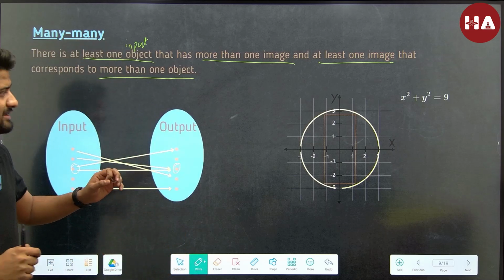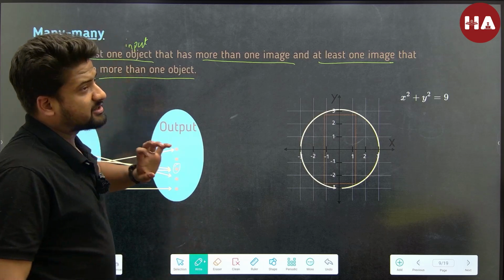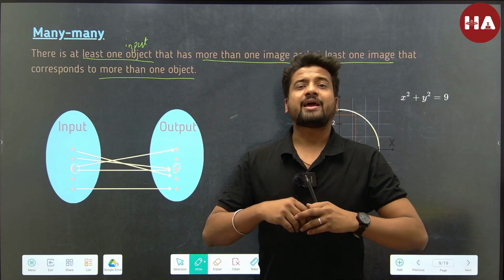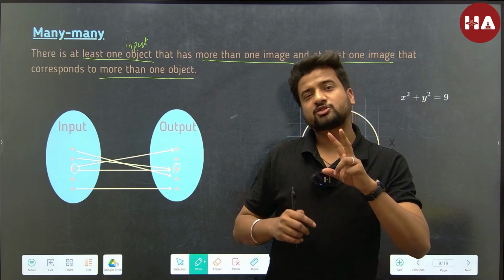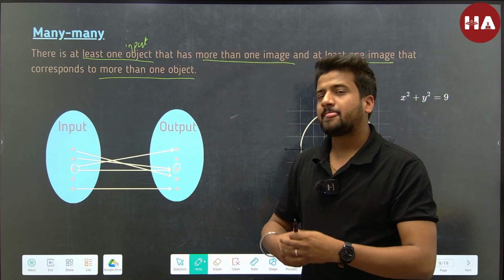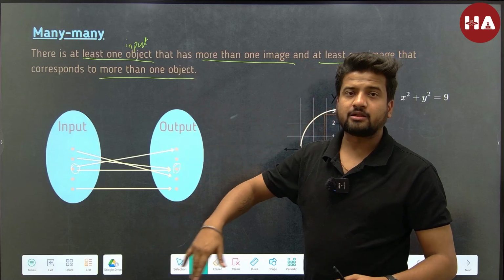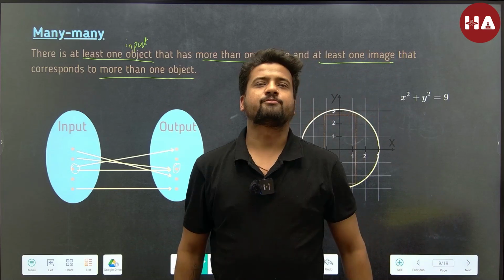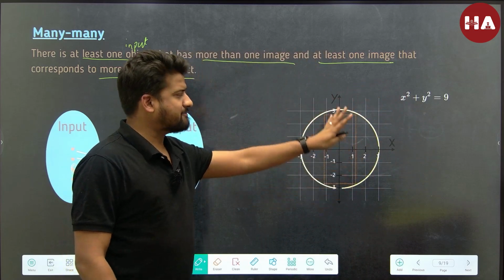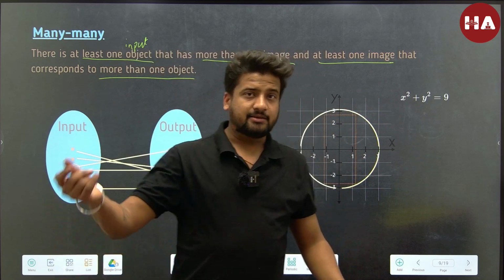So basically I can say that a many-many function is a function in which there is at least one input that has two outputs, or you can say more than one output, and similarly there is at least one output value that has two inputs. All right, an example is a simple circle, right?